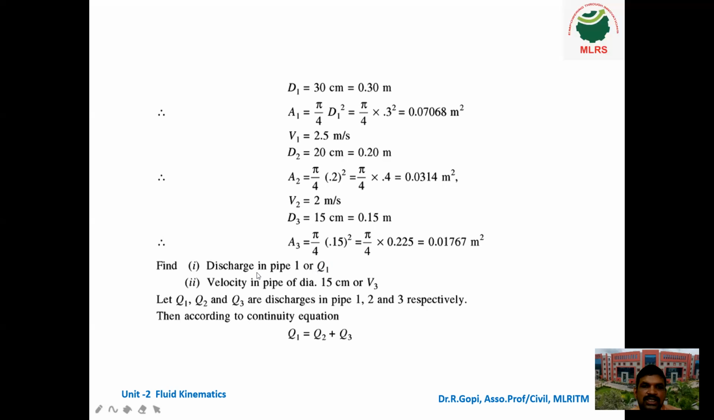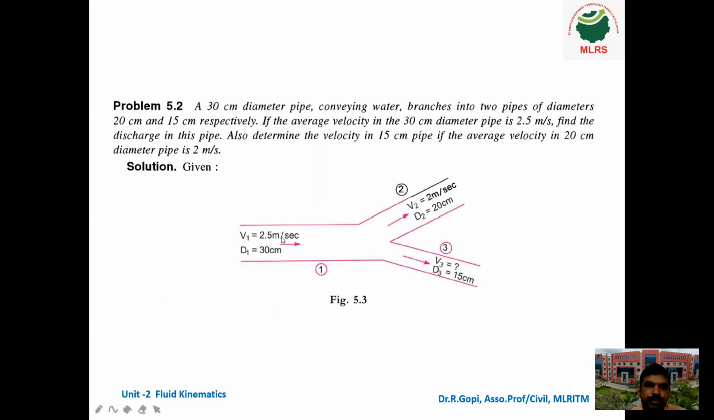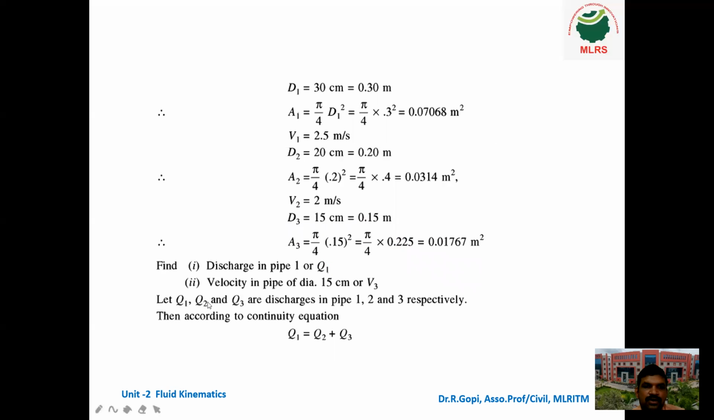Find first question, discharge in the pipe 1. Second question, velocity in the pipe of diameter 15 centimeter, or V3. Okay, so now we know that discharge is same. So now this is the main pipe. This is the branch pipe. The discharge in the main pipe is distributed to the branch pipes. So finally discharge is same. Therefore Q1 is equal to Q2 plus Q3.